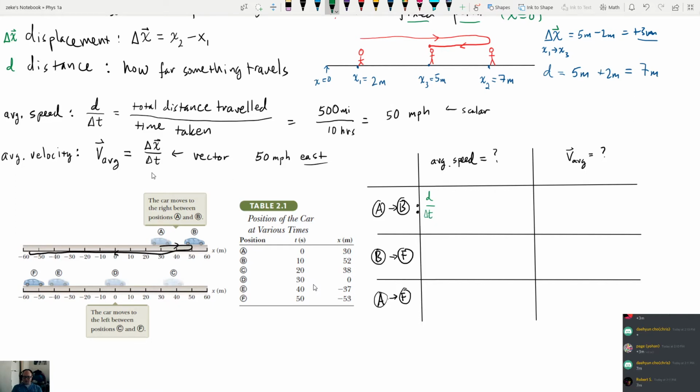And in case I didn't actually define this one, did I? So delta t means you just take the final time minus the initial time. So going, for example, from point A to point E, delta t would be 40 minus 0. From point C to point E, it'd be 40 minus 20, right? So 20 seconds.